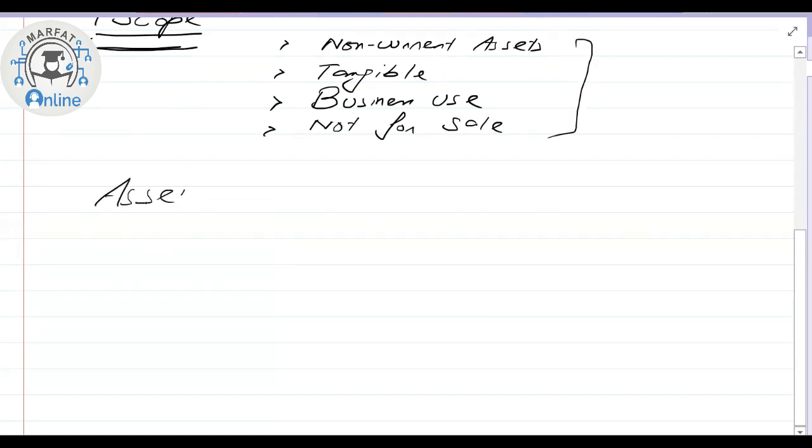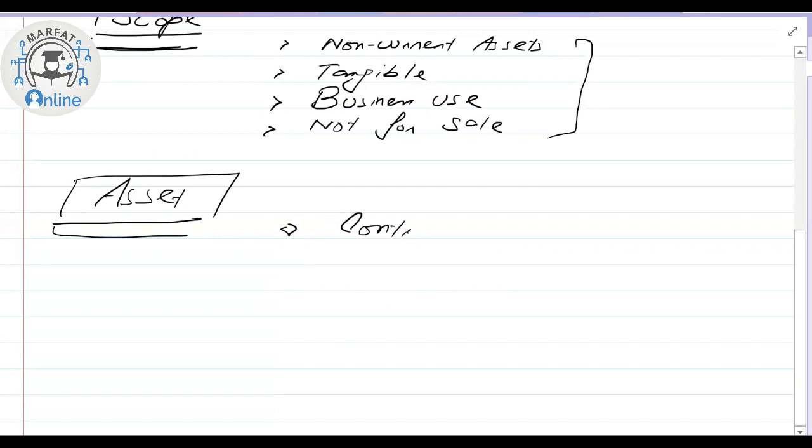Now you need to understand what is asset. Now what is the criteria for asset? The criteria for asset is, first of all, the control. Now control means that you have the risks and rewards.